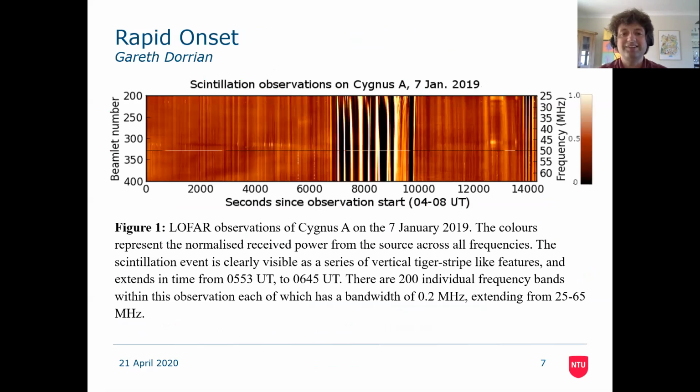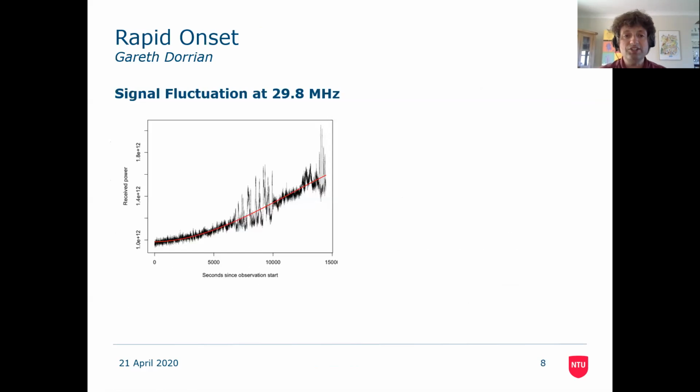So let's have a little look here at some work done by my colleague Gareth Dorian. He was looking at a distant radio source called Cygnus A, and he's looking at the intensity of that source as a function of time on the x-axis and frequency along the y-axis. And here we have the intensity of this feature over time. You can see suddenly here, the intensity varies dramatically. If the intensity is nice and even all the time, we get these reddish colors. These brighter colors and darker colors indicate variations. The brighter colors indicate an increase in signal intensity, the darker colors a decrease in signal intensity. So you can see these variations.